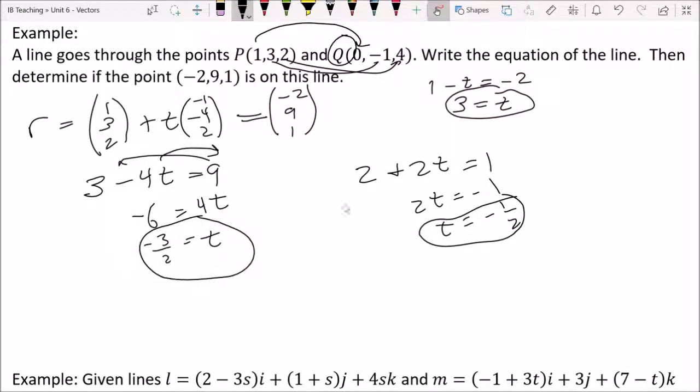So I got 3 different values of t. The problem is, what I need is for one value of t to pump out that point. Let me show you why really quickly, because that might not be intuitive yet. Let's say that t was negative 1. And this is just a demonstration. I'm not answering the question, but I'm showing you why this means that the answer is no. No, it is not on the line.